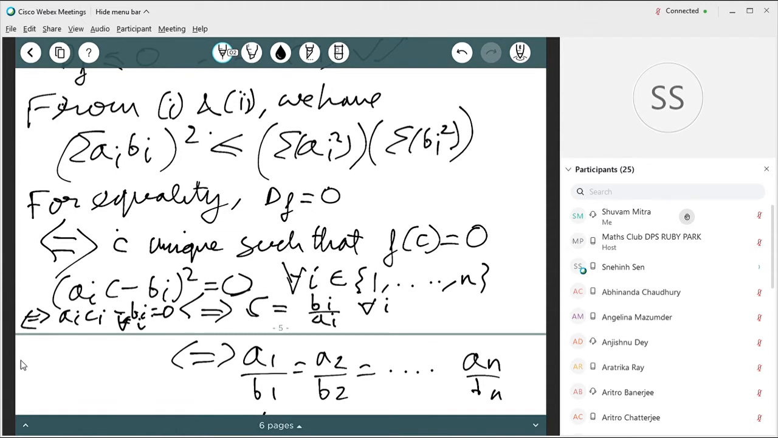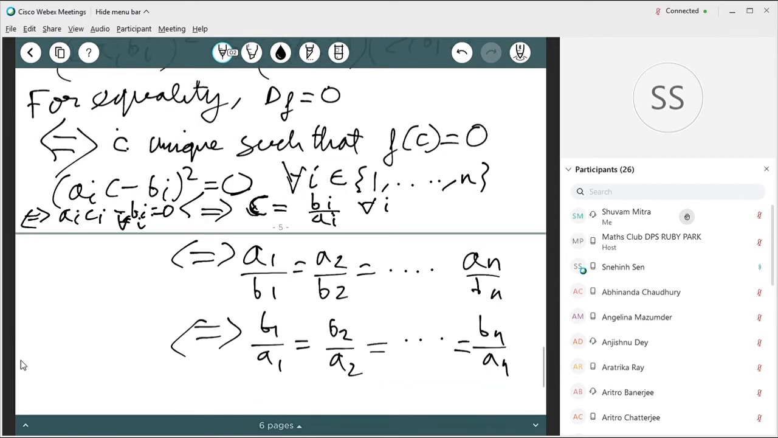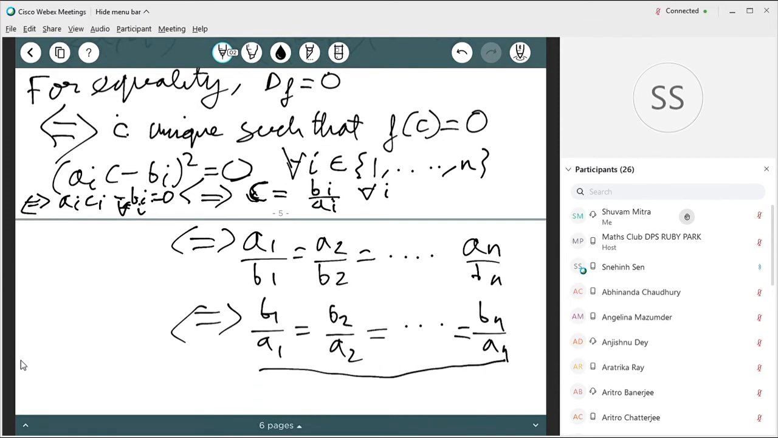But if c is a constant unique root, and it's equal to some bi by ai for each i, that means all of these quantities bi by ai are equal. But by invertendo, that would imply that a1 by b1 is equal to a2 by b2 and so on, later an by bn. Hence that. Oh, yes, yes, got it. Yeah. Okay then. So now I hope that there are no more doubts or questions over here.